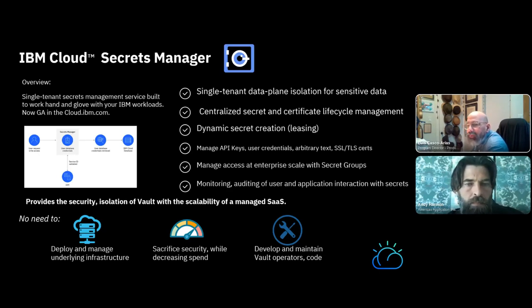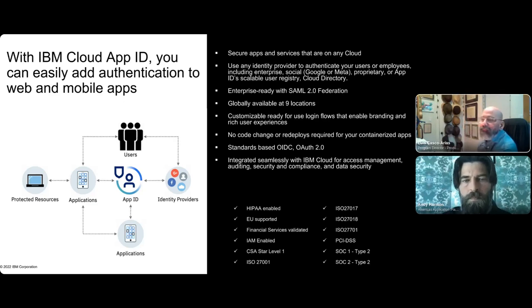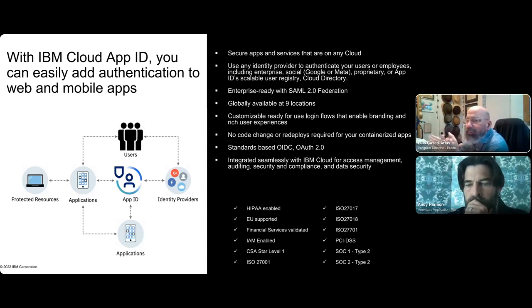And lastly, we're going to go and talk about App ID. App ID is good because application security can be incredibly complicated. For most developers, it's one of the hardest parts of creating an app. And how can you be sure that you're protecting your information, right? By integrating IBM Cloud App ID into your apps, we can secure resources and add authentication, even when you don't have much security experience, right?